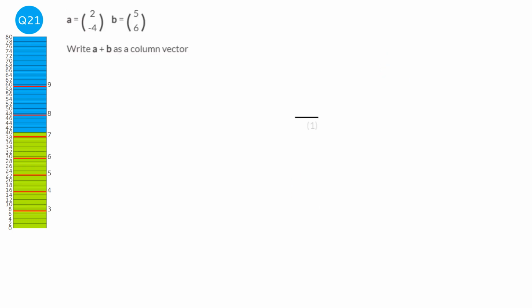So here we're just adding the column vectors. So we're going to add the tops, so 2 plus the 5, and we're going to add the bottoms, minus 4 plus 6.